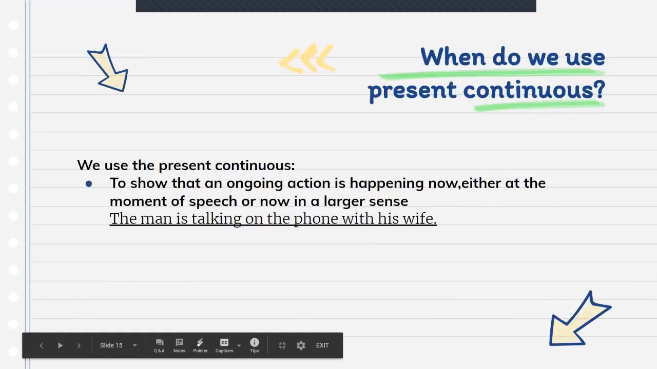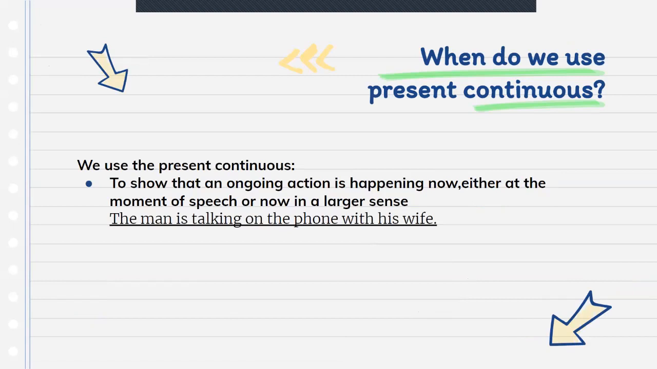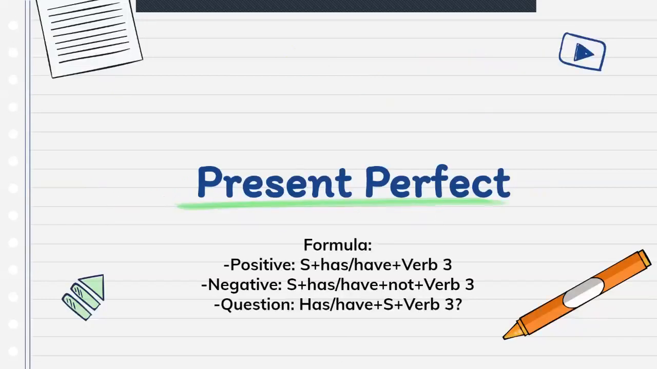When do we use present continuous? We use the present continuous to show that an ongoing action is happening now, either at the moment of speech or now in a larger sense. This man is talking on the phone with his wife. This sentence shows that right now the man is talking on the phone with his wife. So we know the period of time.